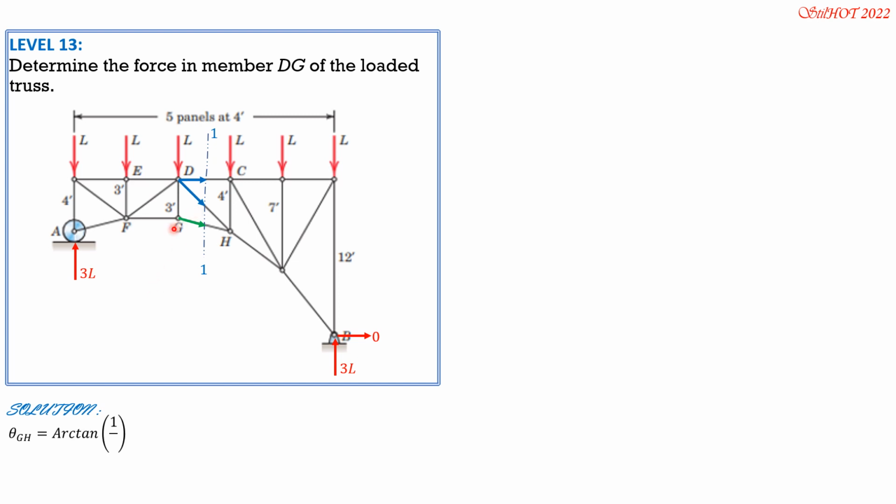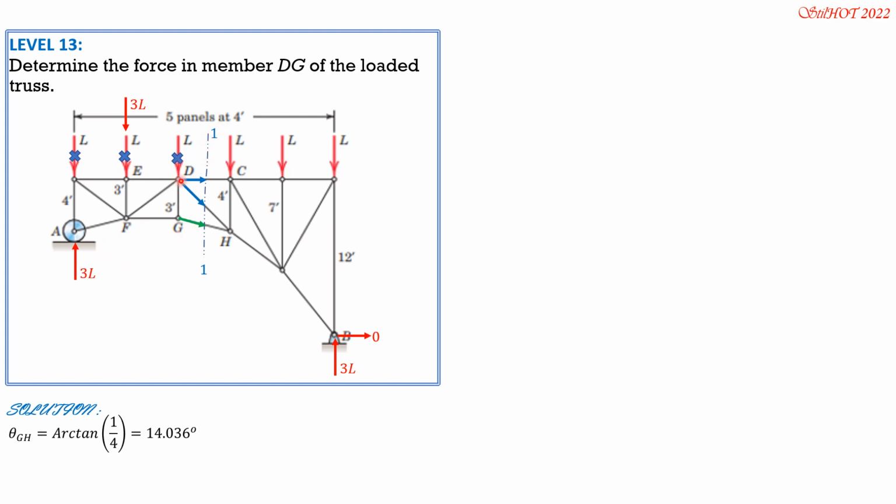So theta GH, by the way, is arctan of (4 minus 3) over 4, so 1 over 4. That is 5 panels at 4 feet. So 1 is 4 feet minus 3 feet, so 1 over 4. So this is the angle that GH makes with the horizontal. So we replace this 3 with 3L. We remove them because they are to the left of section 1-1.